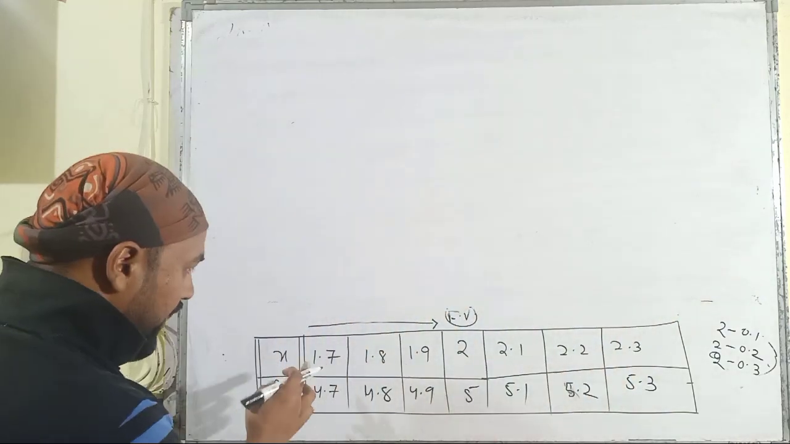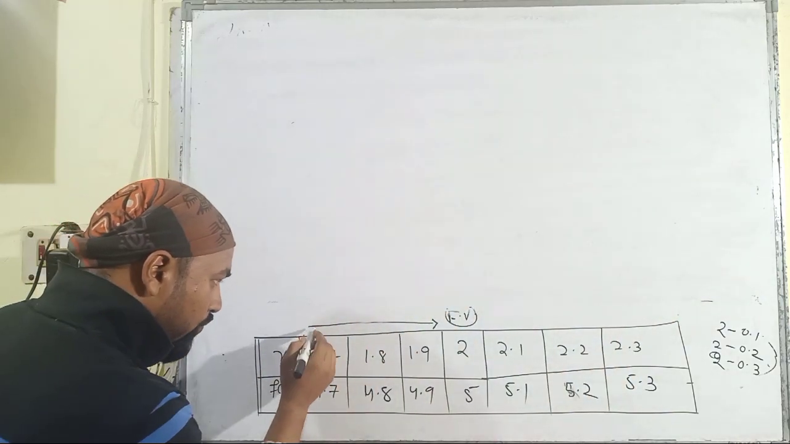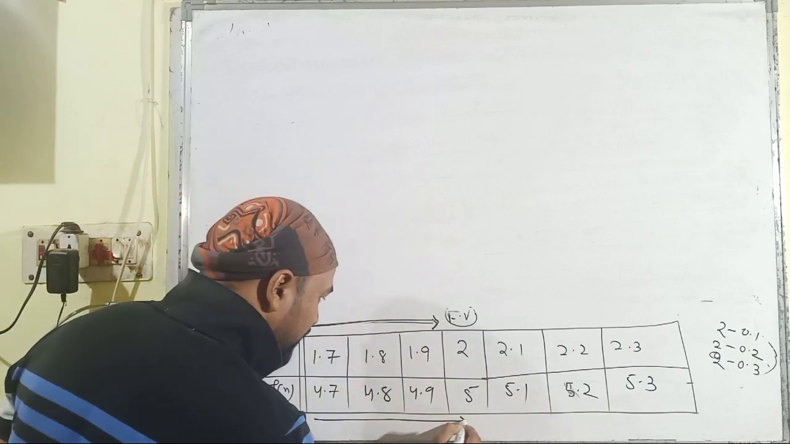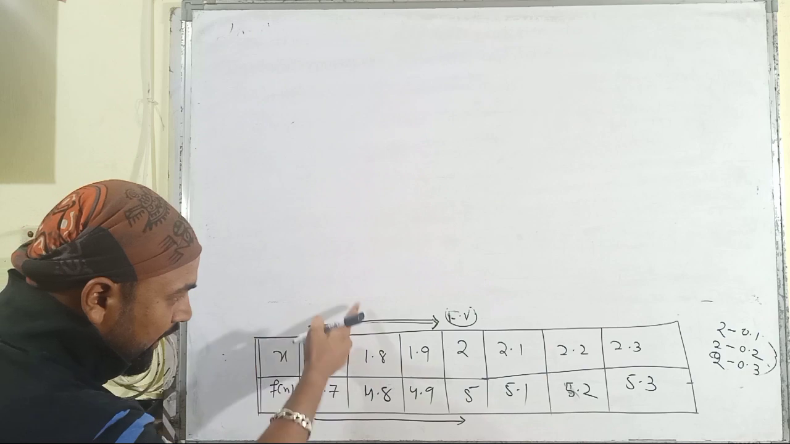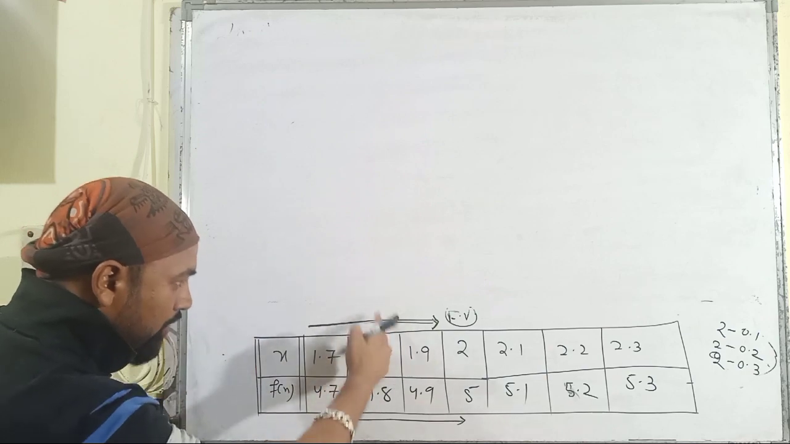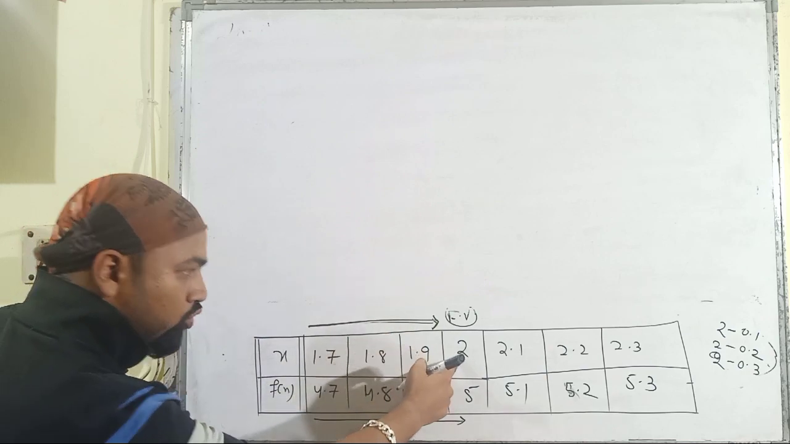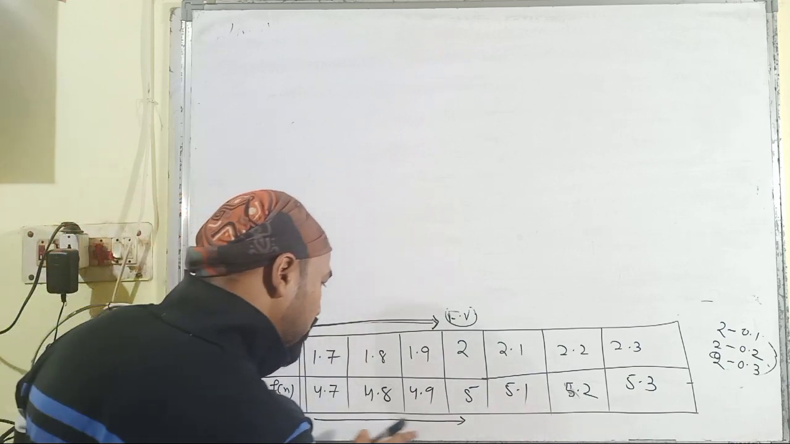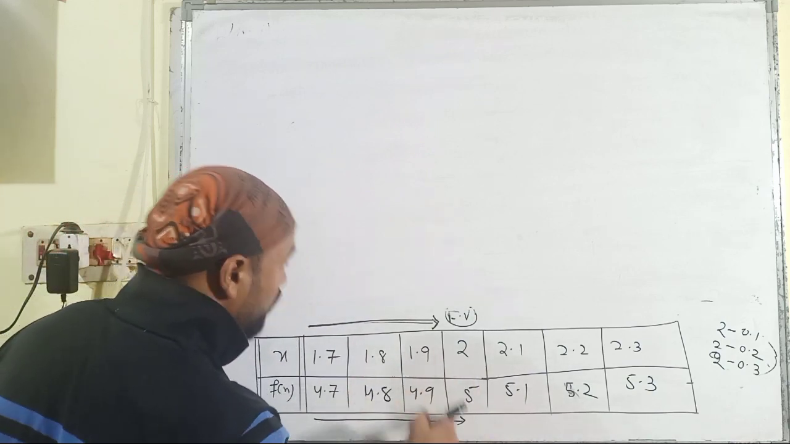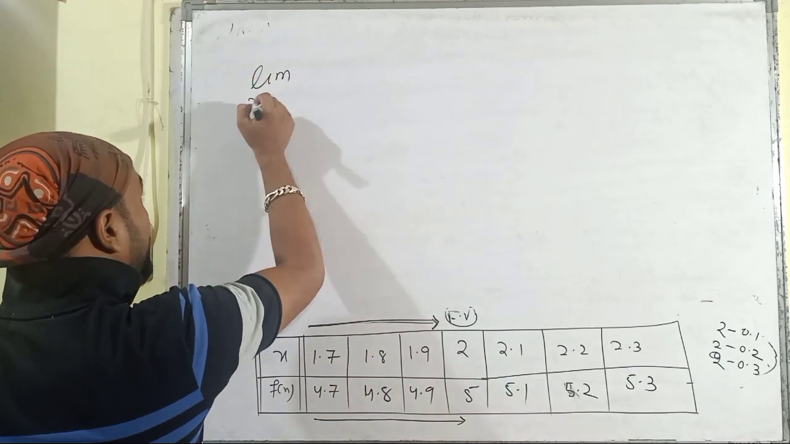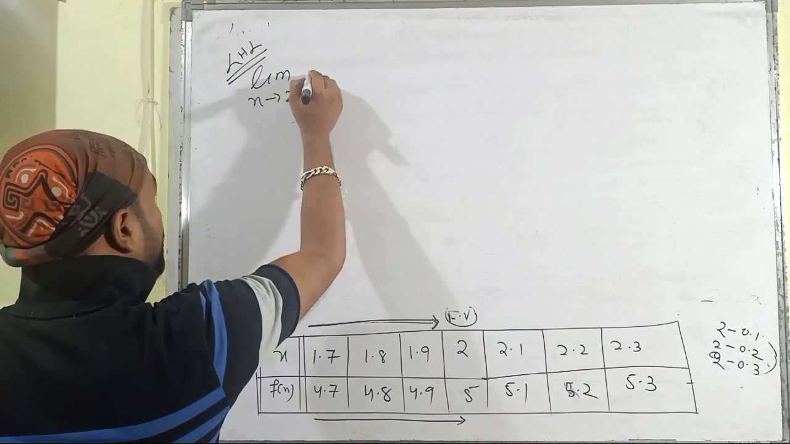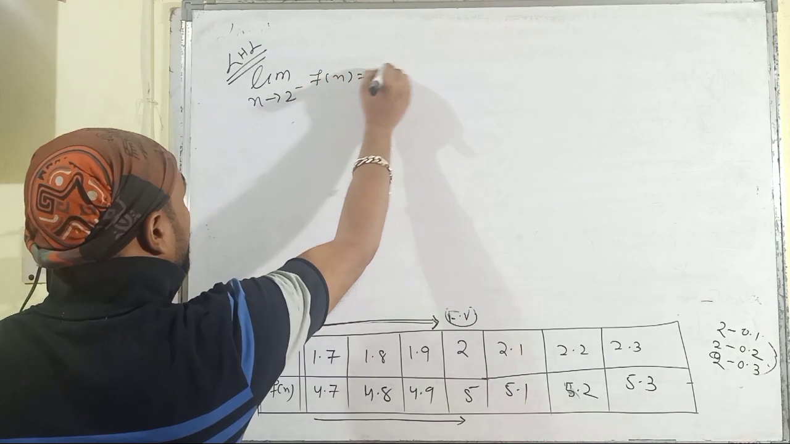So you can see that when x approaches 2 from the left hand side, f of x approaches 5. The value of x is increasing little by little and getting closer to 2. Similarly, the value of f of x is also getting closer and closer to 5. So the limiting value, this is the left hand limit, as x tends to 2 minus, f of x is equal to 5.